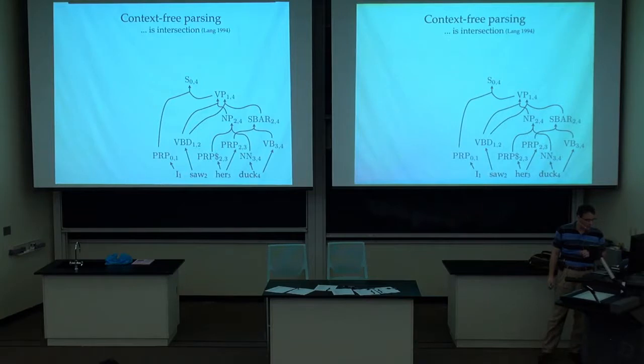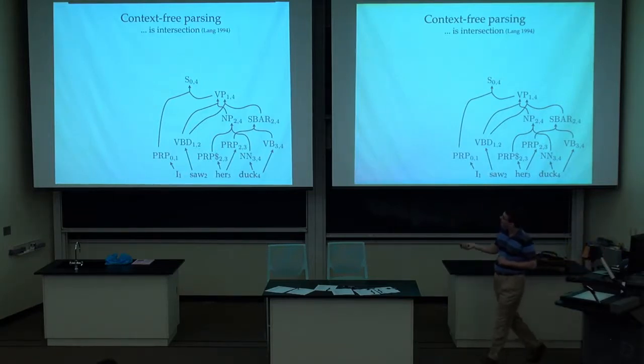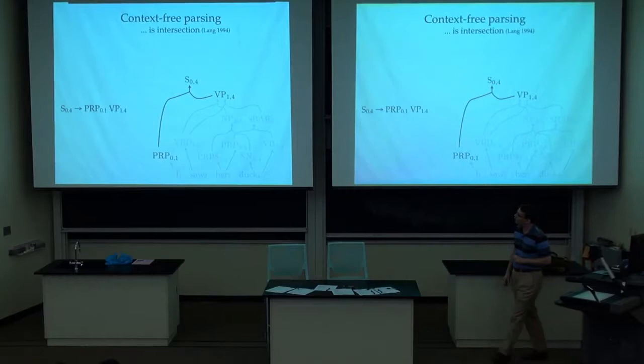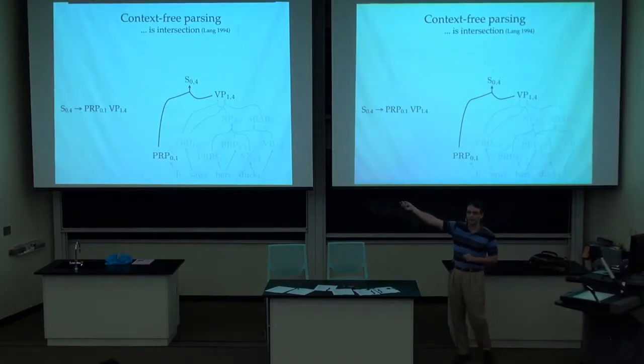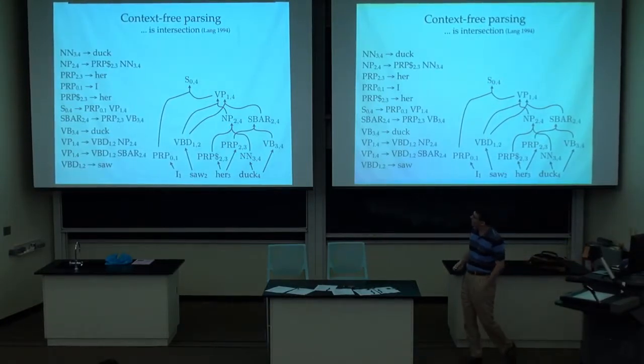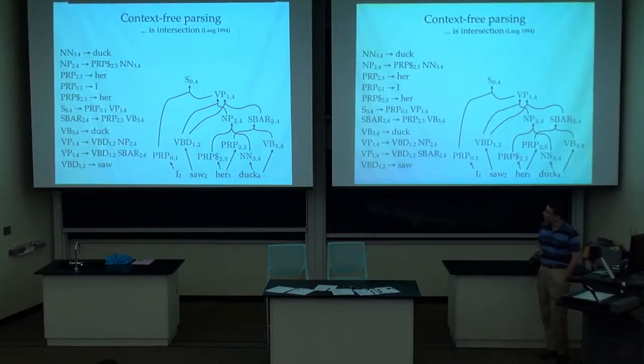So context-free parsing is intersection, and if we go back to our parse chart now, we can actually see that that is what CKY is doing. If I take this particular inference that I made in CKY, this corresponds to a grammar rule in the Bar-Hillel construction. So if I take that entire chart and I read off the grammar that's in that chart, then I have a grammar that generates only this sentence.